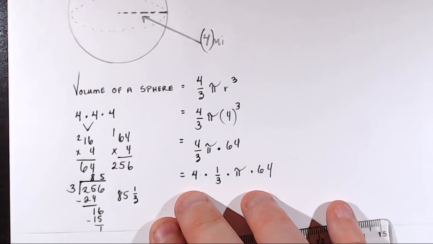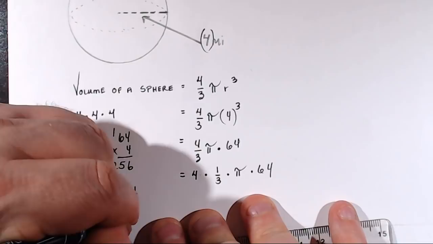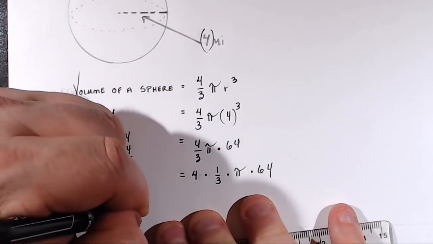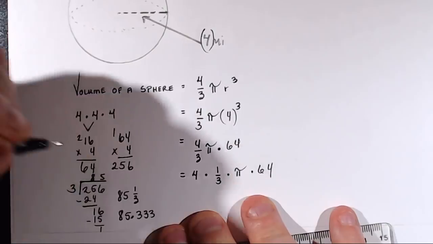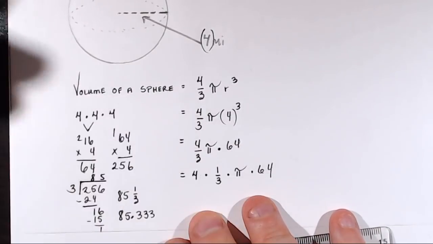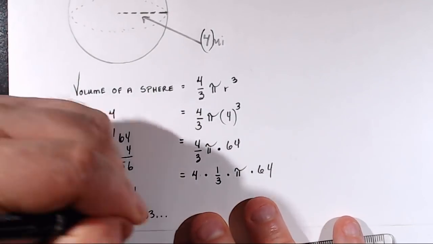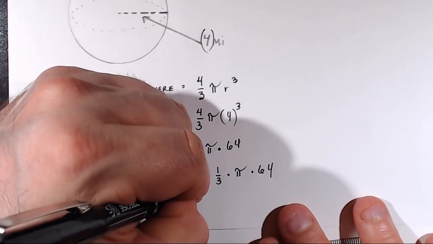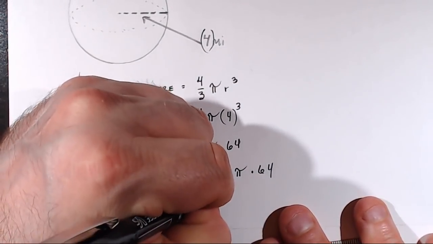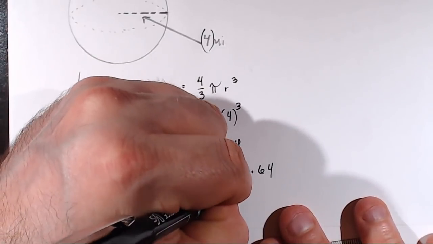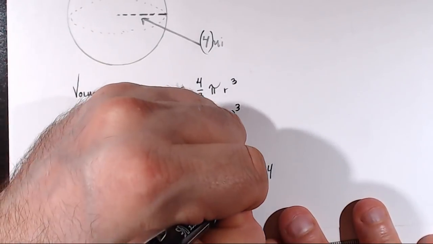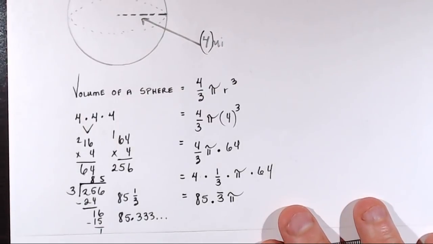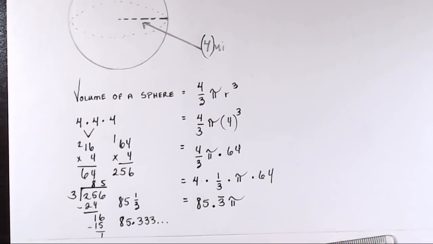Okay, but what is that as a decimal? 85.333 forever, right? The 3 just goes on forever. Dot, dot, dot. So the answer is 85.3 repeating pi. You see how I did that? So if you consult your answer choices, there should be something that looks like that.